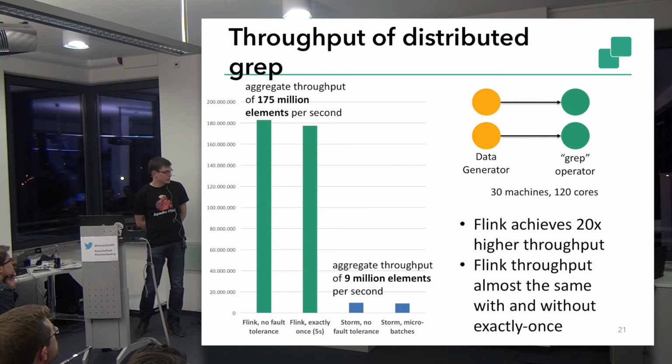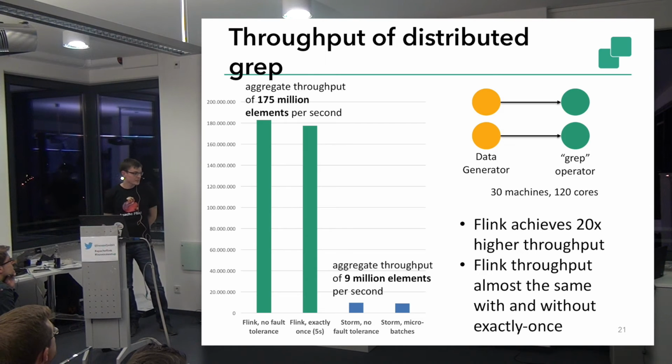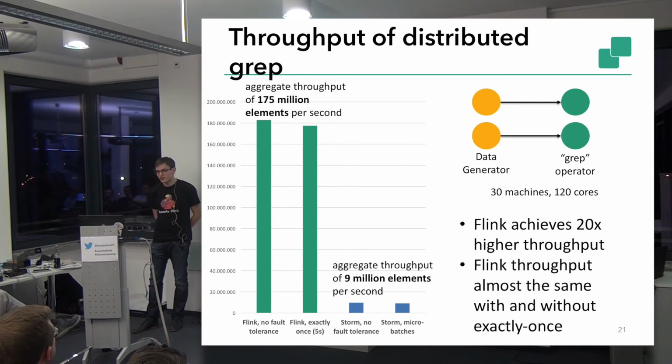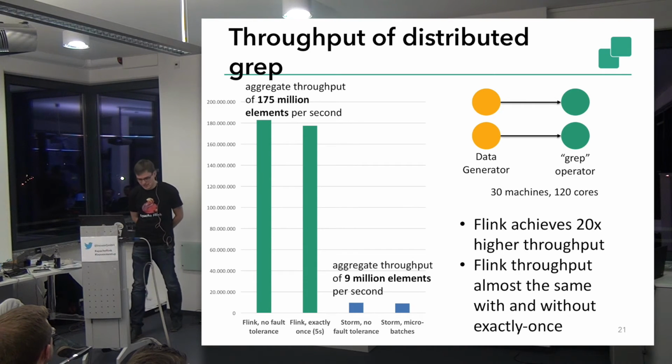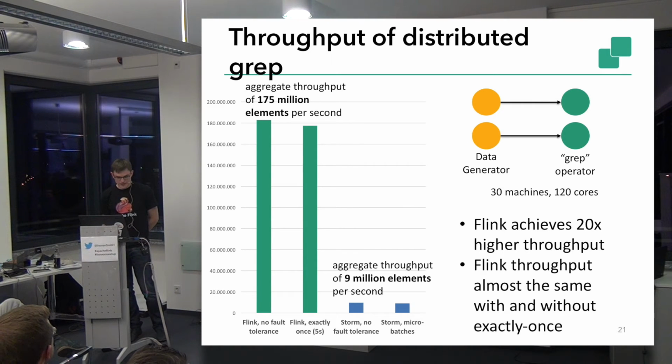Running the same job in Storm, we only achieved 9 million elements per second on the entire cluster. The thing is, Storm hasn't been optimized for high throughput. I think Storm has been mainly developed by Twitter, and they care about latency. So Storm is mainly about low latency and not high throughput.